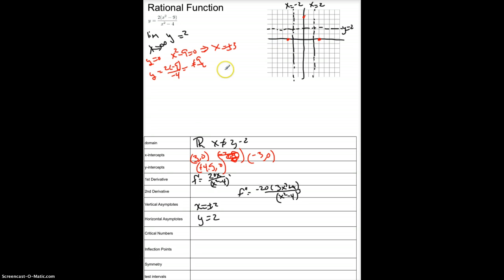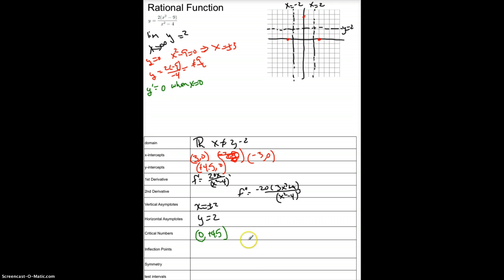So now let me look at my first derivative. Where is my first derivative 0? My first derivative is 0 only when x is 0. So there's one of my critical numbers. When x is 0, y is, as we already found out, 4.5. And that's the only time the first derivative is 0.